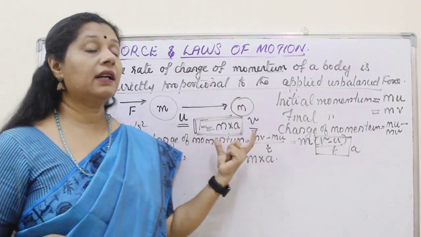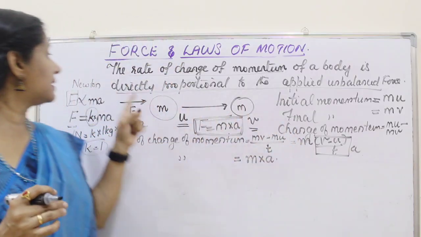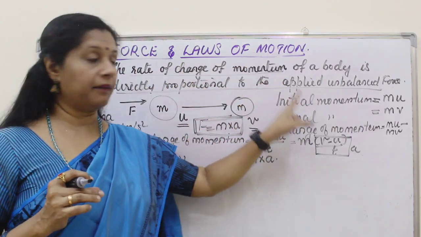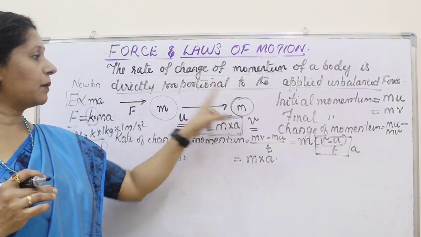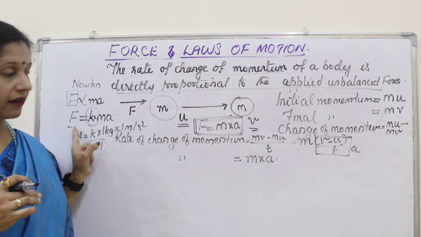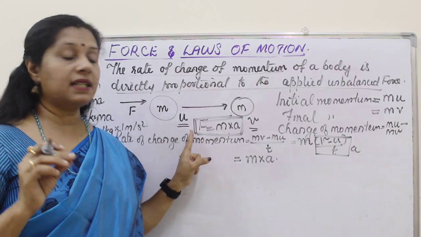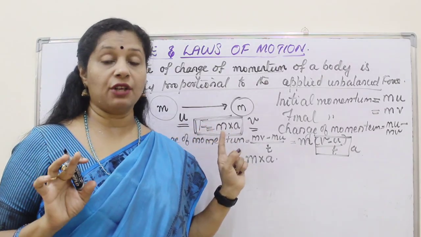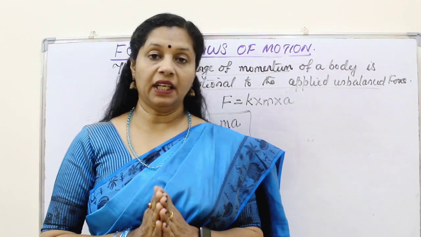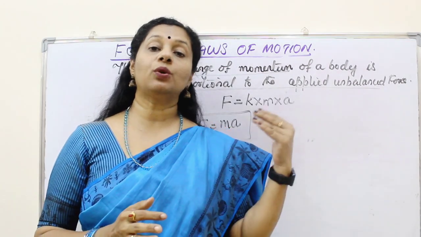So this is called Newton's second law of motion, that is the rate of change of momentum, that is m into (v minus u) by t, that is ma, is directly proportional to the applied unbalanced force F. So ultimately, if the constant is 1, we can say F is equal to ma. What is the SI unit of force? It is Newton. We learned momentum is mass into velocity.